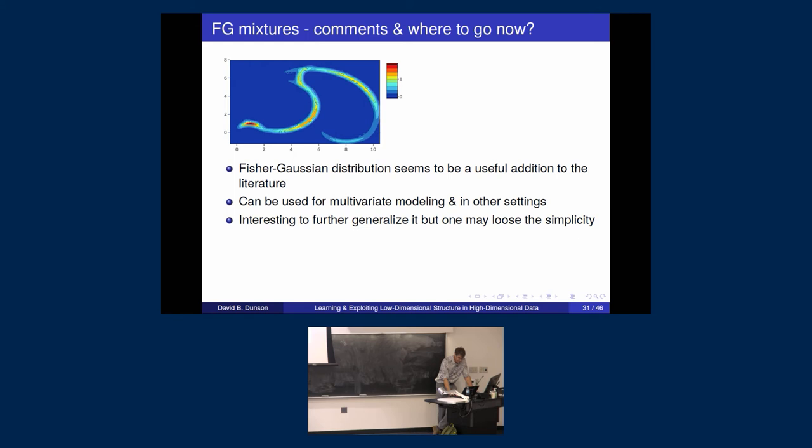We would like to generalize it a lot farther, allow it to be more flexible, but if we lose that analytic form, then that becomes problematic. And so it's an interesting question, how can we make it more flexible without losing that simplicity?